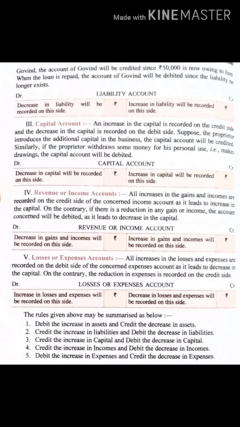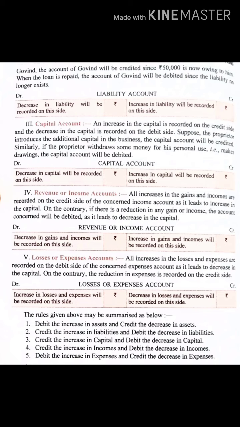Okay. And as it leads to decrease in capital. Why? Because whenever there is a loss or expenses, what happens? It reduces the capital. So where will we record it? We will record it on the debit side. On the contrary, the reduction in expenses will be recorded on the credit side. So when we make the losses and expenses account, an increase in losses and expenses will be recorded on the debit side, and a decrease in losses and expenses will be recorded on the credit side.